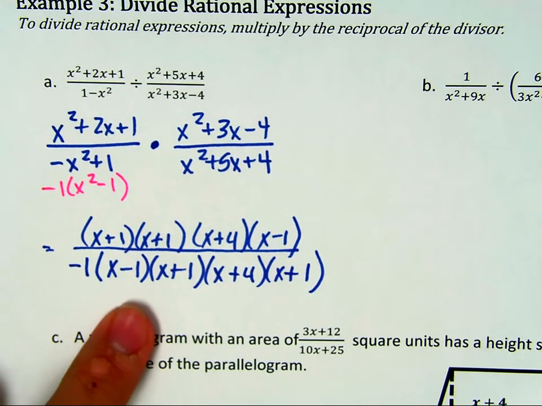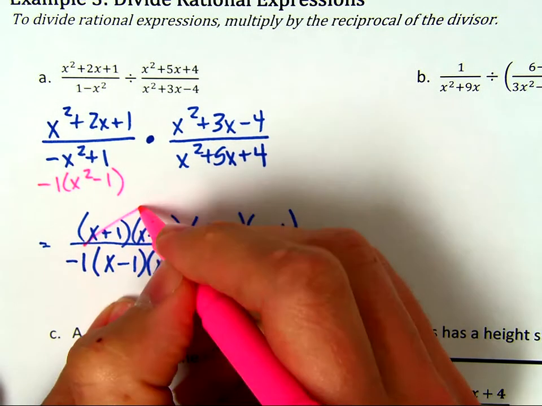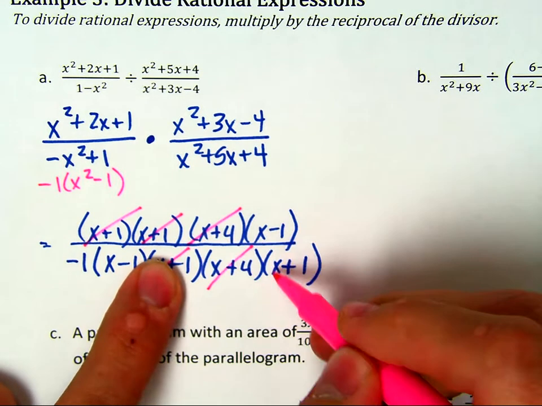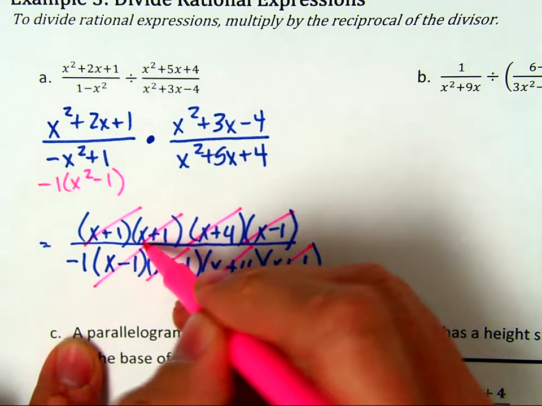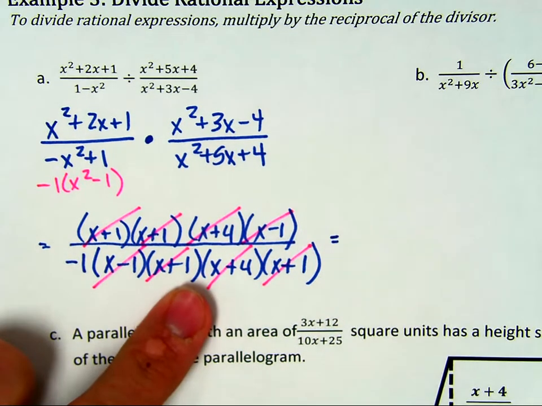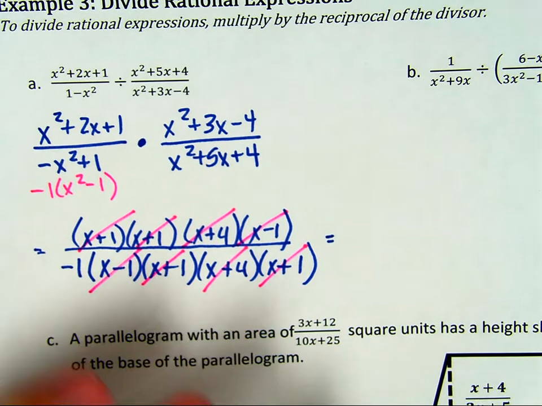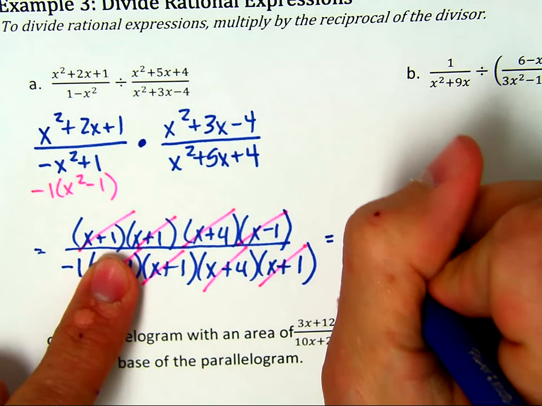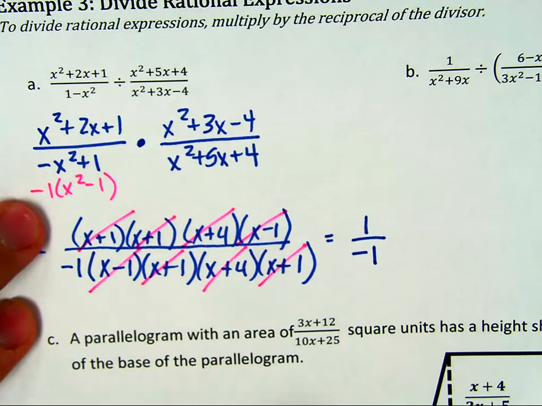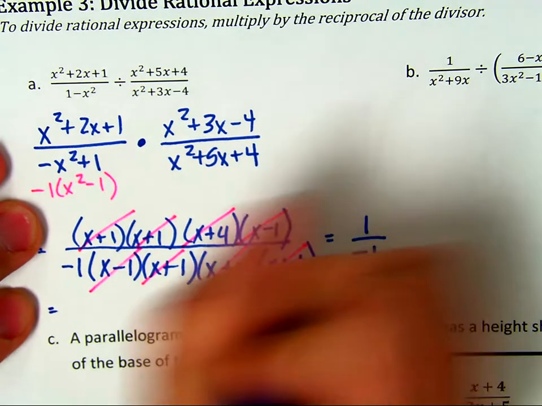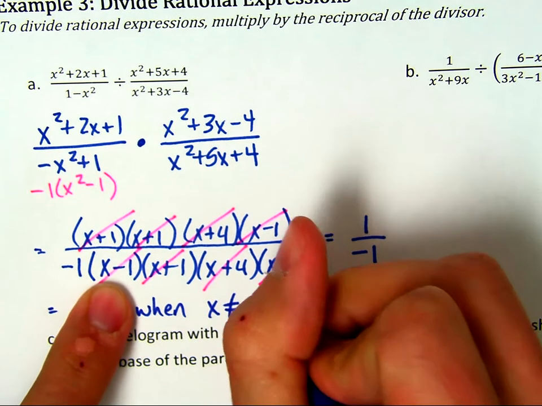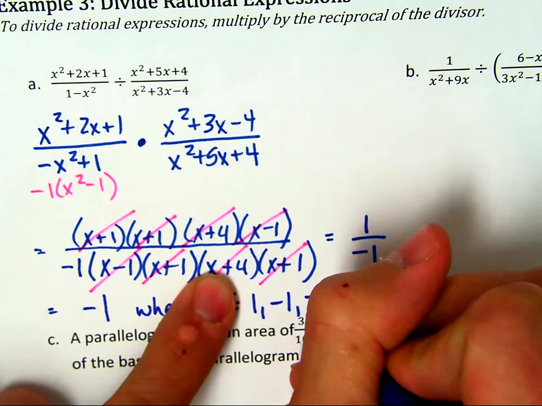So now we're going to look for common factors. We've got x plus 1, x plus 1, x plus 4, x plus 4, x plus 1, x plus 1, x minus 1, x minus 1. So this is probably my favorite problem we'll do all year. I just love canceling out all the terms like that. But either way, there's nothing left up in the numerator, so we have to leave a 1. The only thing we have left in the denominator is a negative 1. So our answer is negative 1, but only when x does not equal 1, negative 1, negative 4, and that would be negative 1, which we already have.